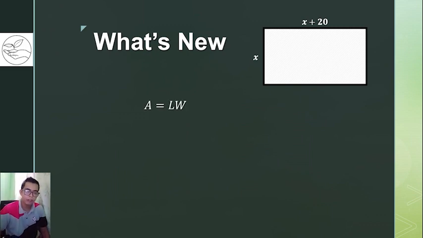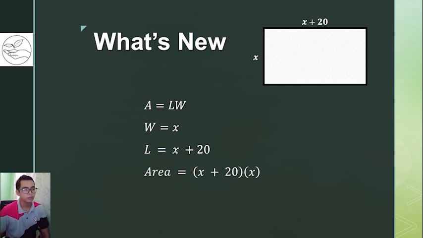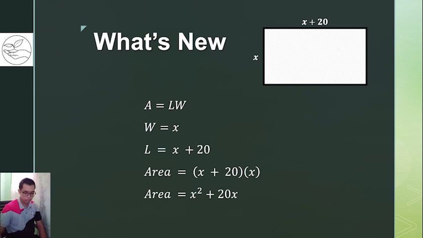Okay, so the area of a rectangular region is length times width, where the width is represented by x, and the length is x plus 20. The area now, we will just substitute the values for L and W. L is x plus 20. You will have here x plus 20 multiplied by the width, which is x. By the distributive property of multiplication, you will multiply x times x, you will have x squared. And then 20 times x, or x times 20, you'll have 20x. This is now our equation.